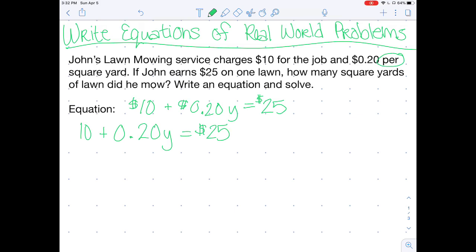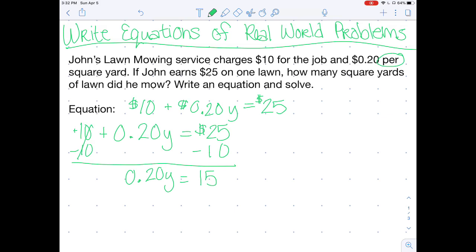So the first thing we have to do, remember, work in reverse order of operations. So we're going to subtract. Since this is a positive 10, we're going to subtract 10 because we're trying to get y by itself. Subtract 10 on both sides. 20 cents times y equals 15.